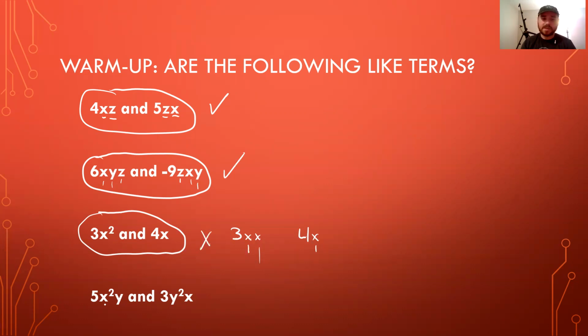The next one that's also a little bit complicated is this one. So we have 5x squared y and 3y squared x. Again, if I rewrite these terms in their unsimplified form, it'd be 5x x y and 3y y x. And when we write it out like this, we can see, okay, we have an x in common, we have a y in common, and this one has an extra x, this one has an extra y, so these are not like terms either.